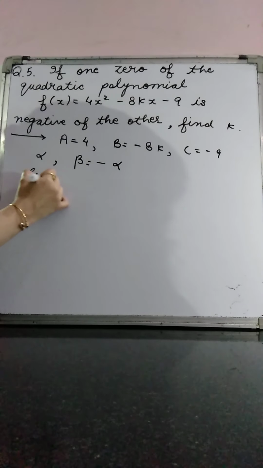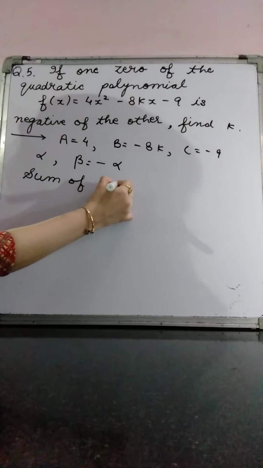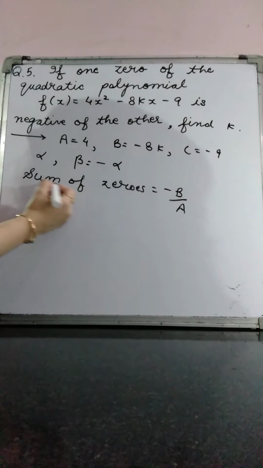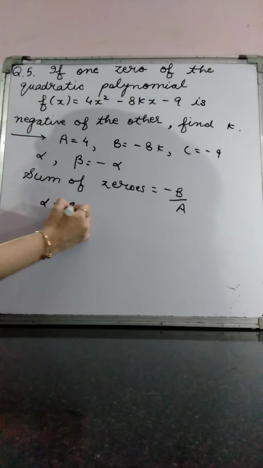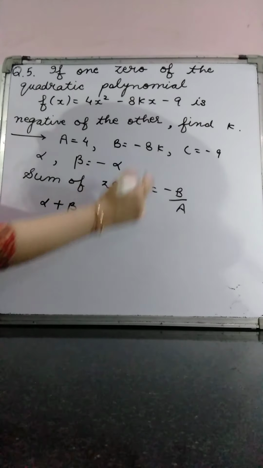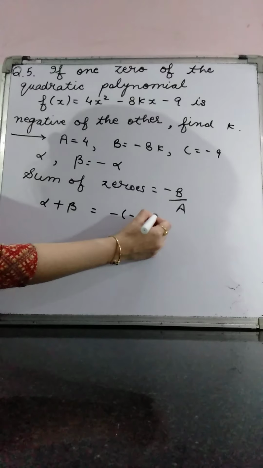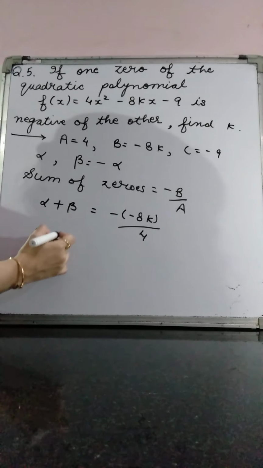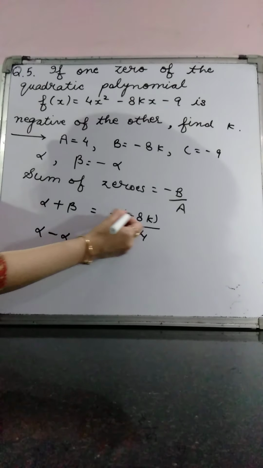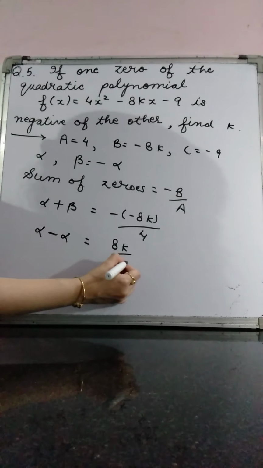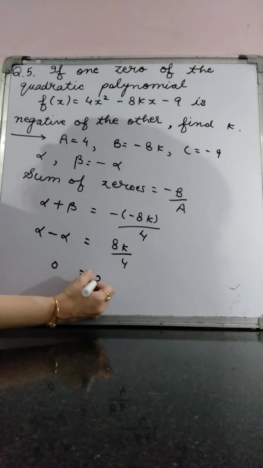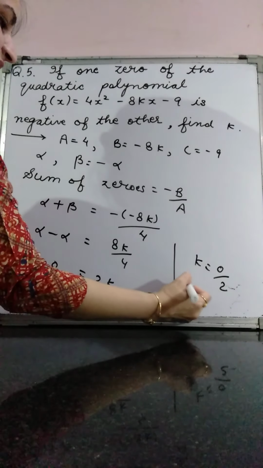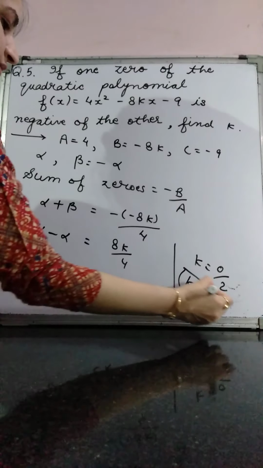Now apply the sum of zeros, minus b by a. Sum of zeros, alpha plus beta. The value of b is minus 8k and the value of a is 4. Substitute beta as minus alpha. Minus and minus plus, 8k by 4. 0 is equal to 2k. So the value of k is 0 by 2, that is 0. Answer.